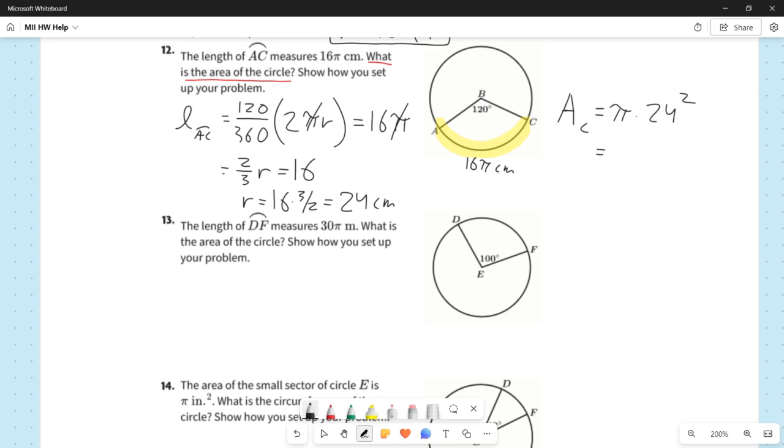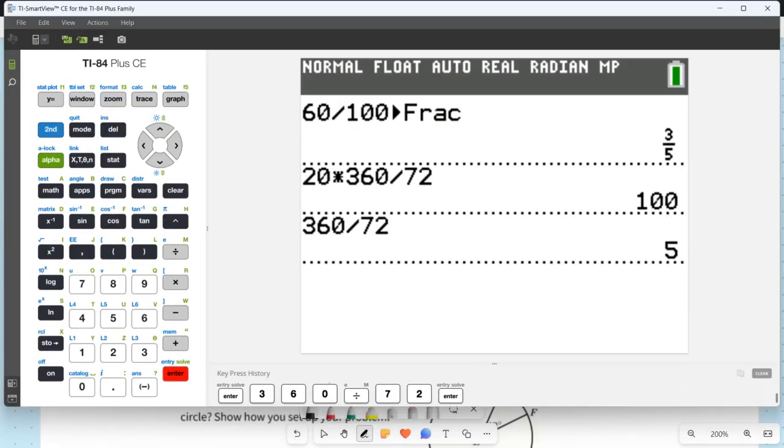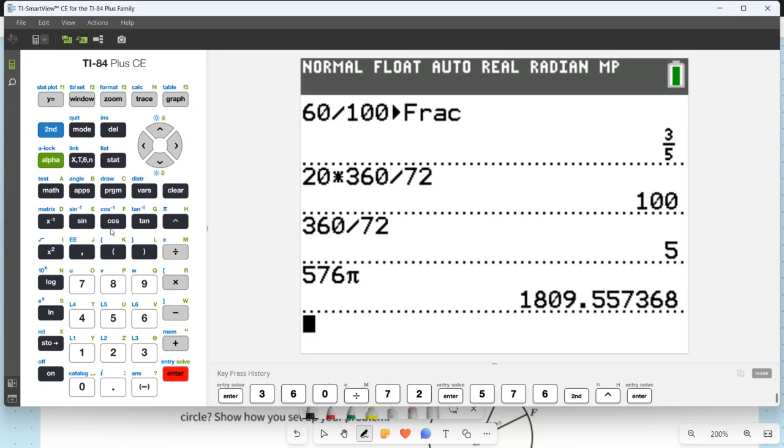24 squared is 576. The pi is still there, and we're talking about centimeters, and area is a two-dimensional unit of measurement, so it's square centimeters. That is our exact answer, and I didn't actually calculate the approximate, so I'm going to go ahead and do that now. 576 pi is approximately 1809.56.